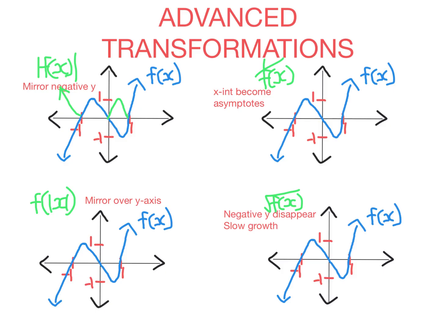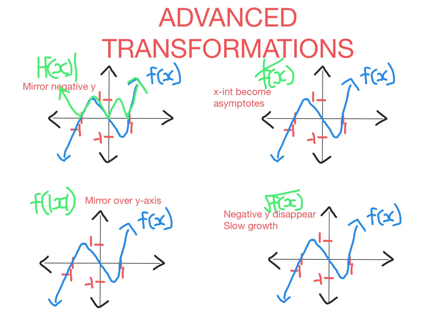Well, in both of those regions, the y value is positive. When we take the absolute value of a positive number, we don't change it. So the y values here and here are going to stay the same. In those regions, the graph will look exactly the same as the original. So it'll go like this and like this, and we're done.